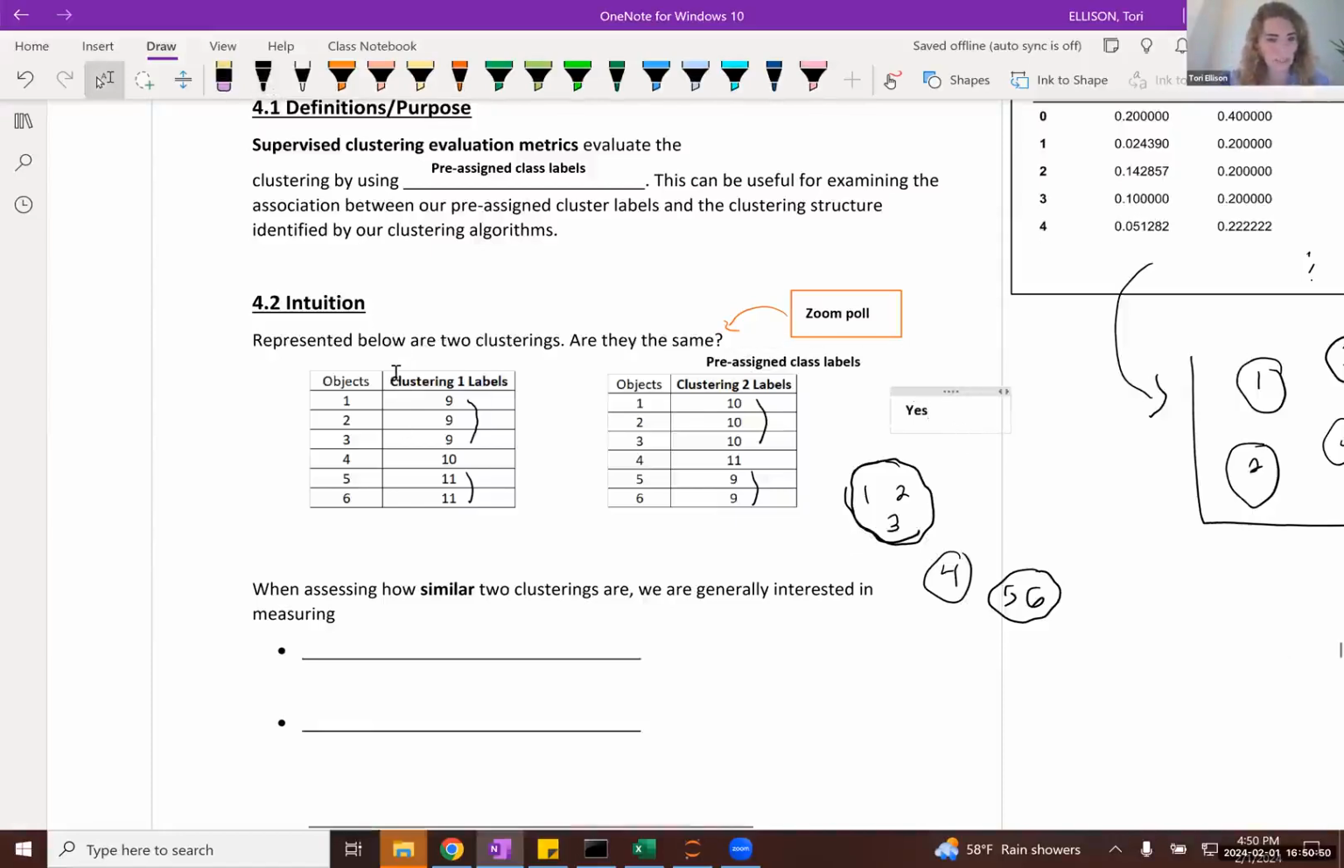Given that the labels assigned to a clustering don't actually matter, what we want to be thinking about when evaluating how similar a clustering is to another clustering, or for instance, how similar a clustering is to a set of pre-assigned class labels, is rather the number of pairwise agreements between the two clusterings, and the number of pairwise disagreements between the two clusterings.